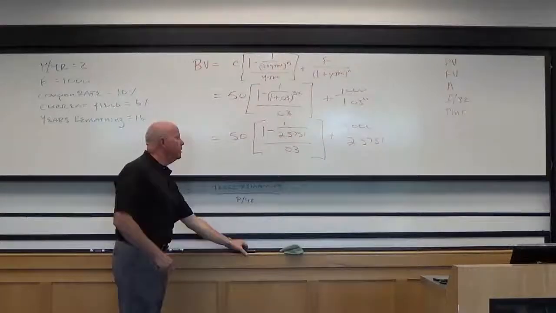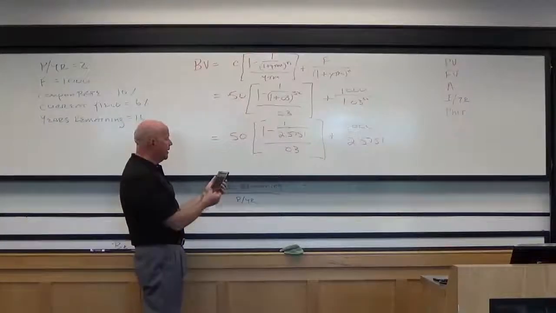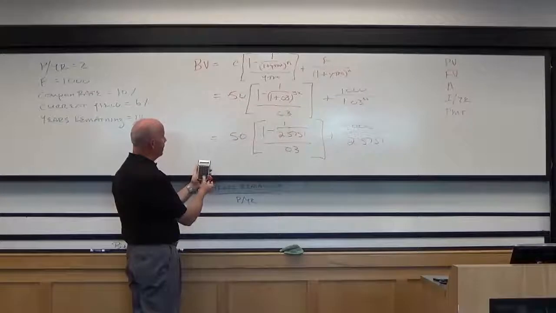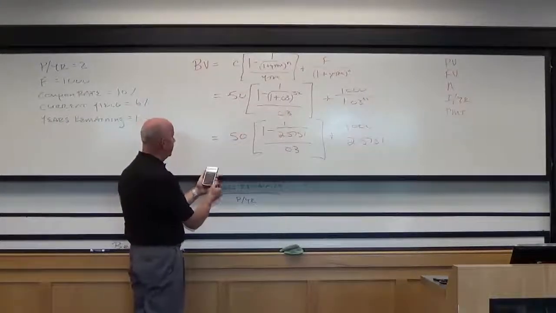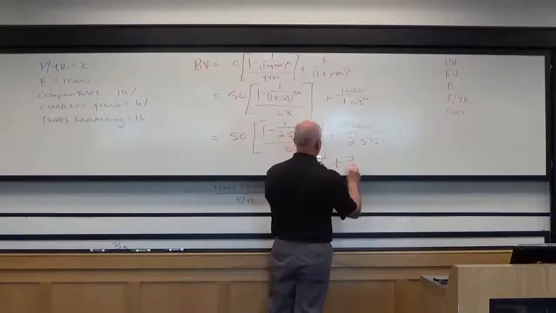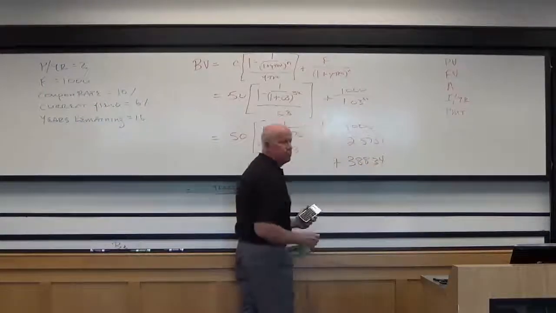So let's calculate the numbers. I already put the 2.5751 on my calculator, so I'm going to calculate the right-hand term first. 1,000 divided by, recall 1, equals, and it tells me that it is equal to $388.34.